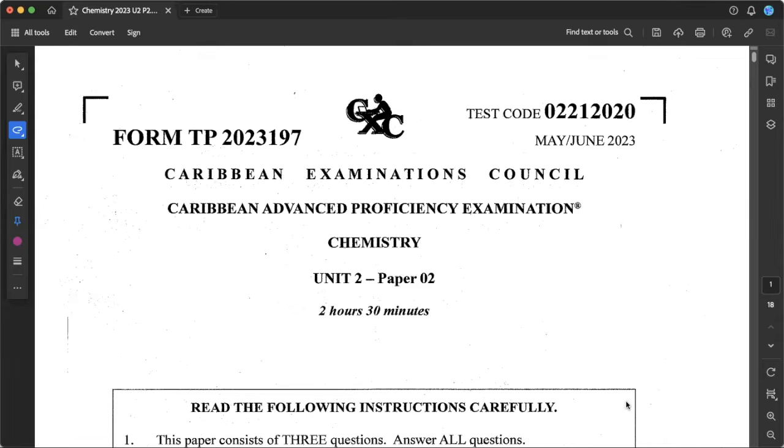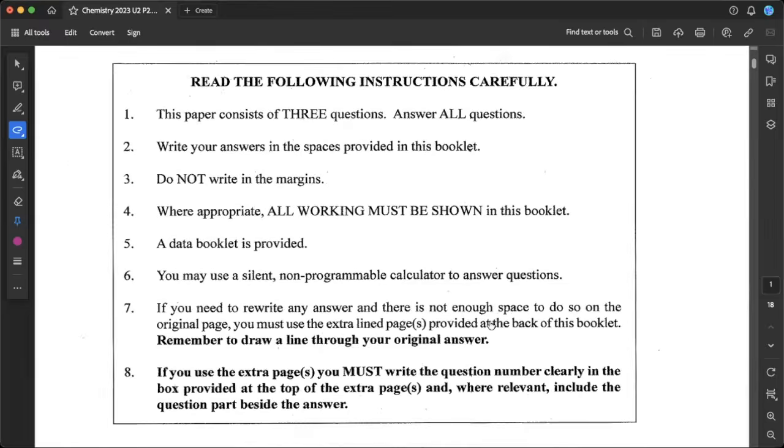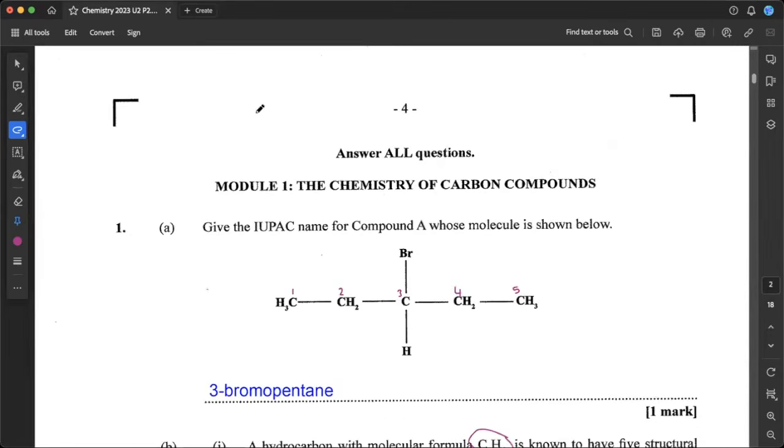We will be going through the solutions from the May-June 2023 CAPE Chemistry Unit 2 Paper 2, right? So let's get into some solutions here. Question 1 is from Module 1, and it's asking us to give the IUPAC name for this compound here, compound A.